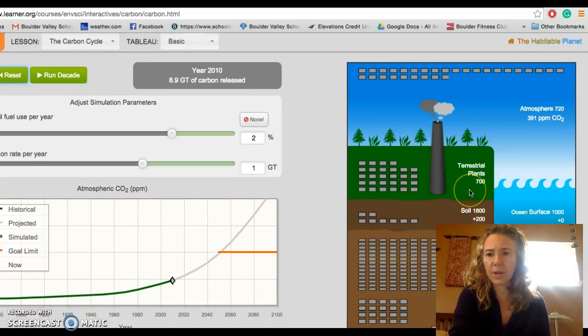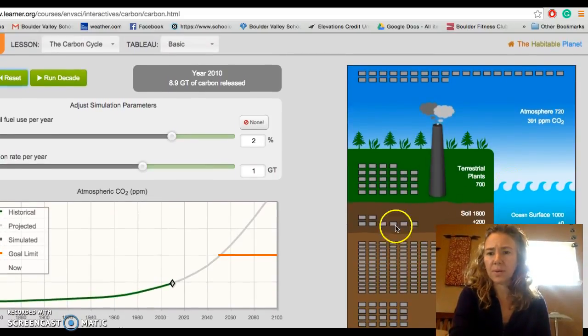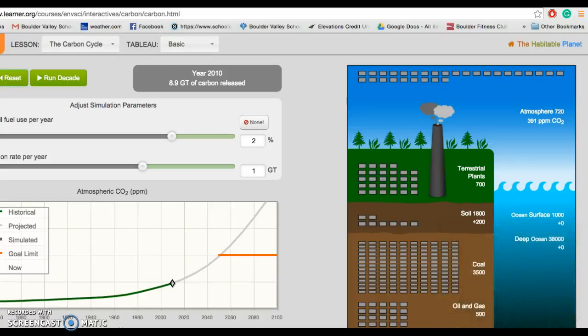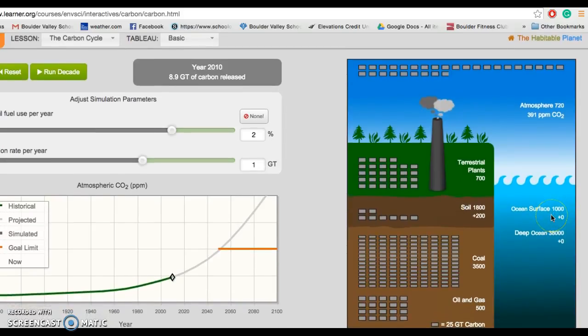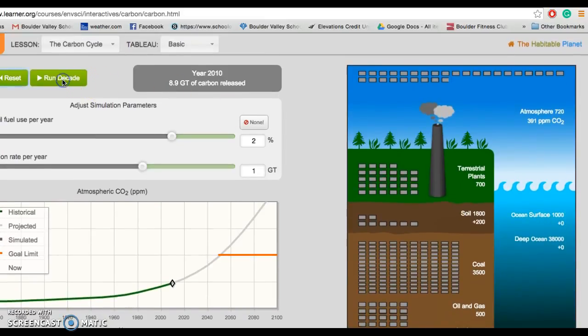But if I scroll down here in my soil, I'm seeing increases. Let me move myself here. I'm in the way. Hopefully you can see this, but if you look here where it says soil, it's got the 1800 again, but it's got plus 200. So in that decade, I saw an increase, right, of 200 gigatons. Same with the ocean. I'm not seeing actually any increase, but let's run decade by decade.